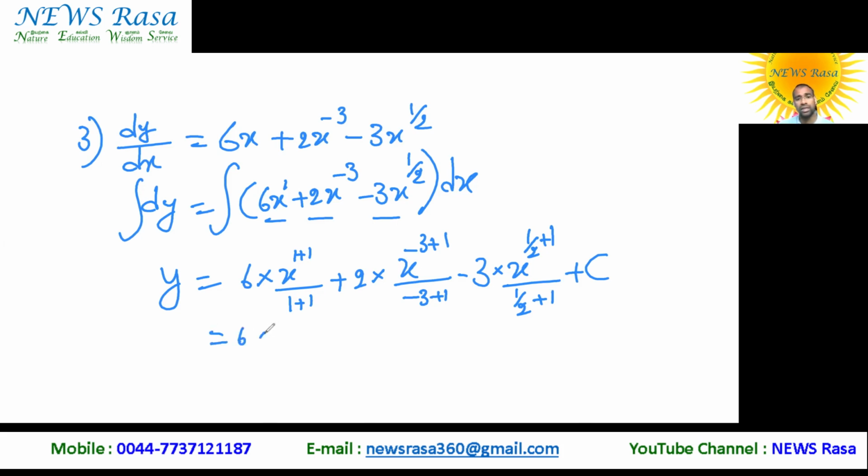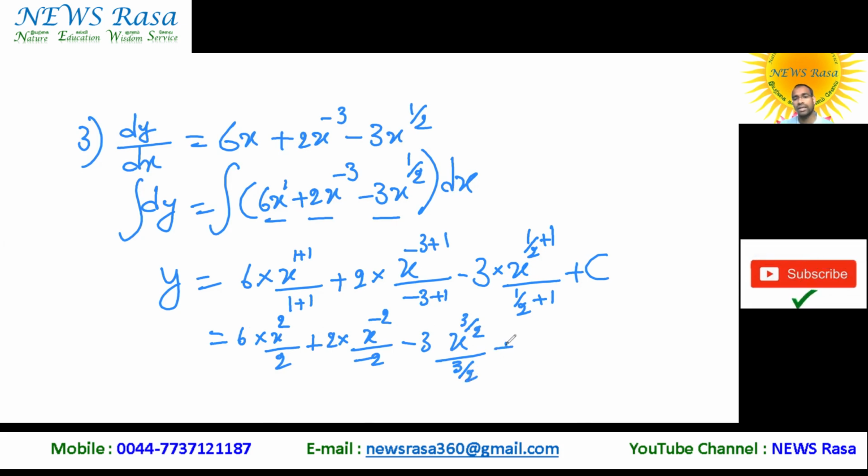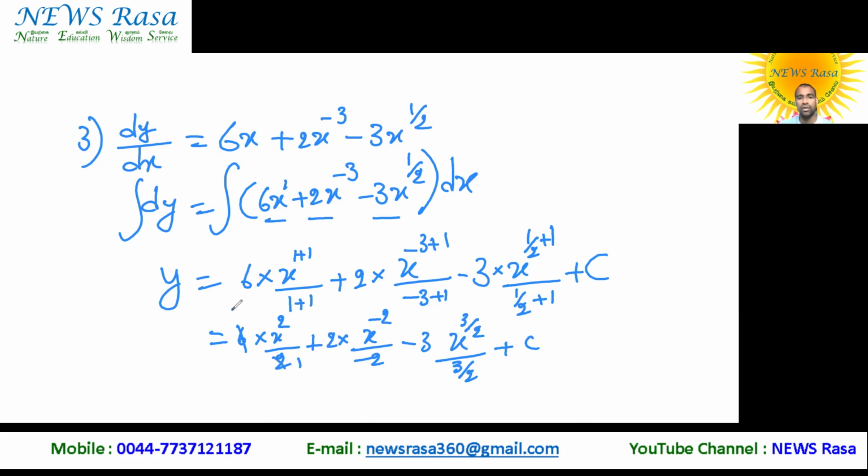Okay, so we're going to do 6 times x squared, because 1 plus 1 is 2, and then 2 at the bottom. Plus 2 times x to the power of minus 2 over minus 2, and then here we have minus 3, and then x to the power of 3 over 2 divided by 3 over 2, plus c. Now we can start simplifying them. So if you simplify that, you get 1 and 3. And if you simplify this, you get minus 1. And then if you simplify this, you get 3 gone, so you get just 2 at the top.